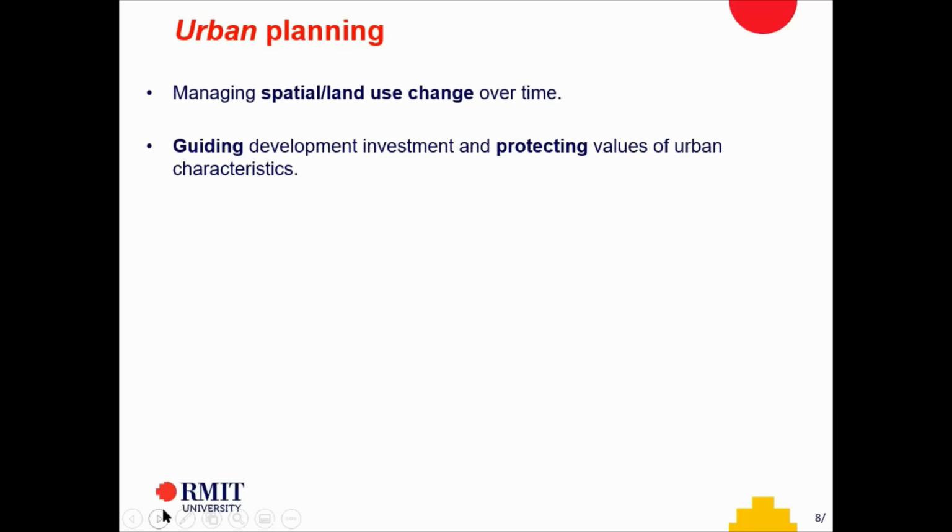It's also about guiding development investment and protecting the values of urban characteristics. Now, perhaps another way of putting that is it's about guiding the market, because the market is where we have supply and demand, where things are bought and sold. But one role of urban planning is to guide that process, to try to ensure that it doesn't get out of hand. In other words, to get back to that idea we spoke about in the first part of the lecture, encouraging positive externalities and protecting values of urban characteristics comes under that, but also trying to minimise negative externalities.